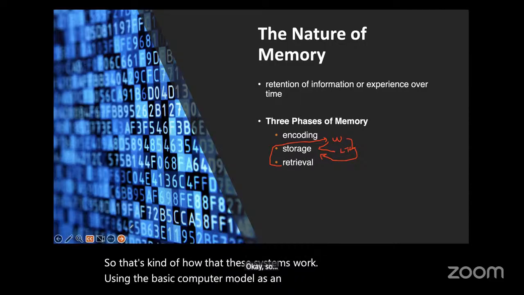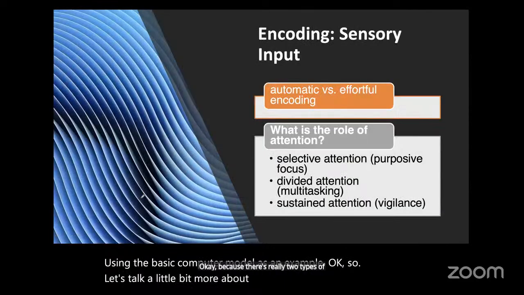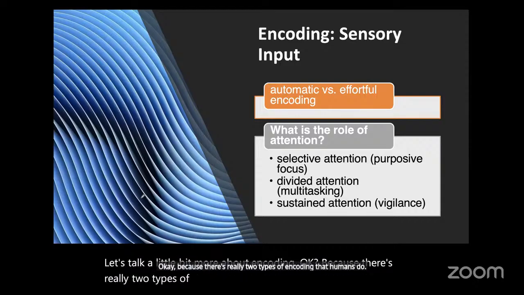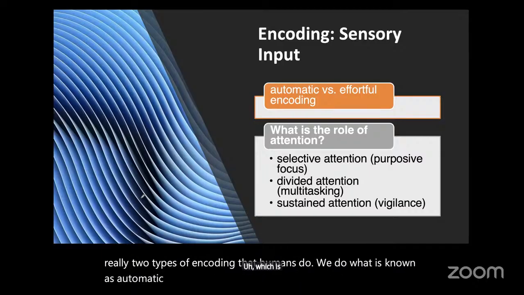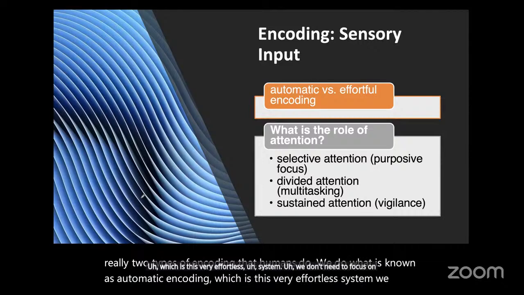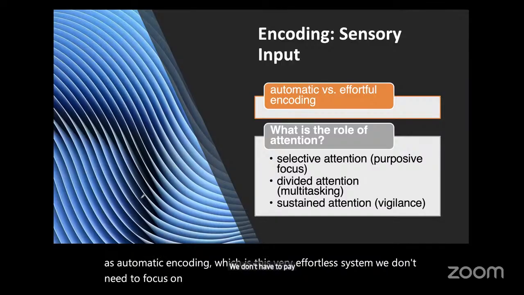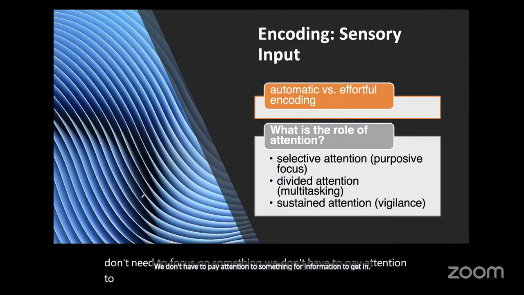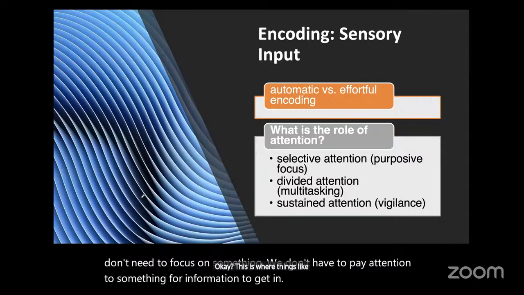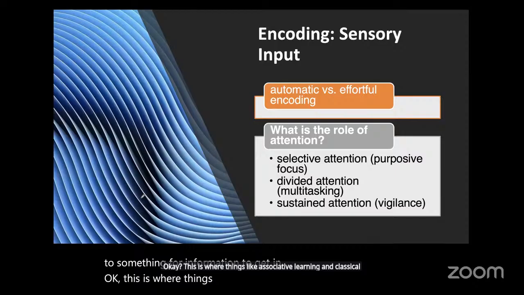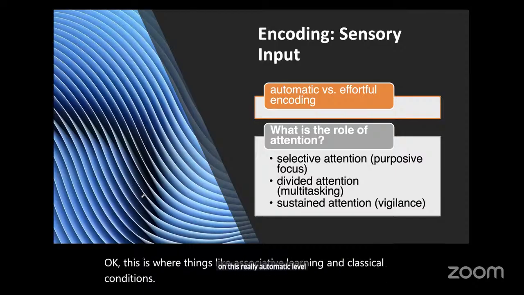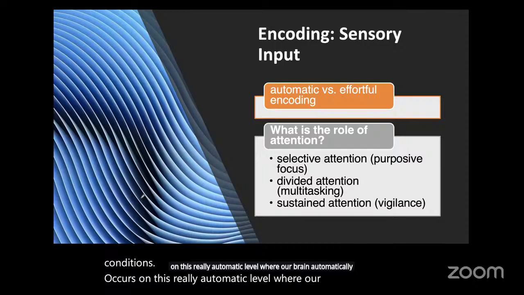So let's talk a little bit more about encoding, because there's really two types of encoding that humans do. We do what is known as automatic encoding, which is this very effortless system. We don't need to focus on something. We don't have to pay attention to something for information to get in. This is where things like associative learning and classical conditioning occur, on this really automatic level where our brain automatically associates stimuli in the environment with what we're experiencing.